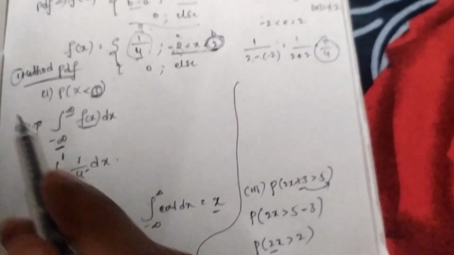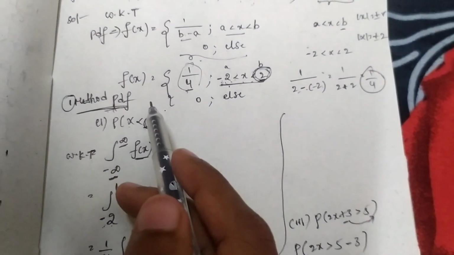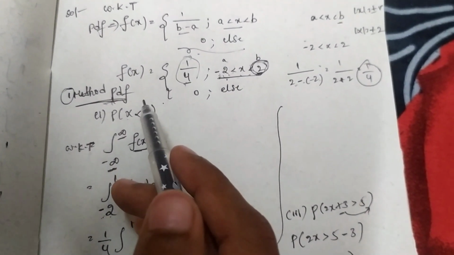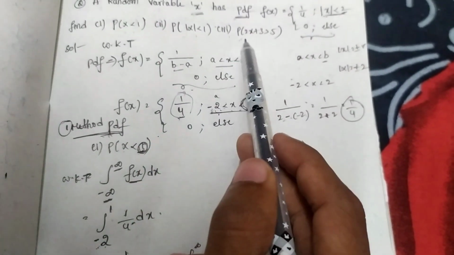This is using the first method, that is the probability density function. Now we have to use the second method, that is the cumulative distribution function, for all these questions.